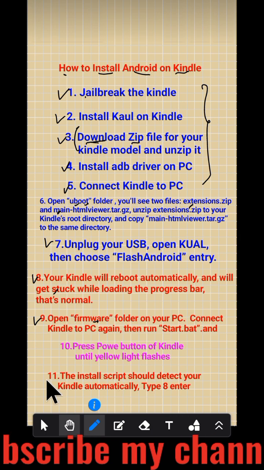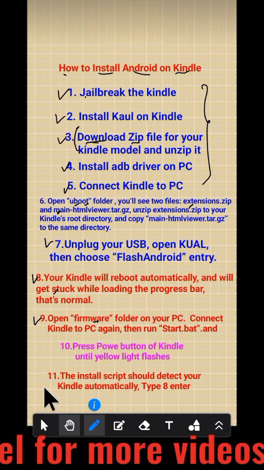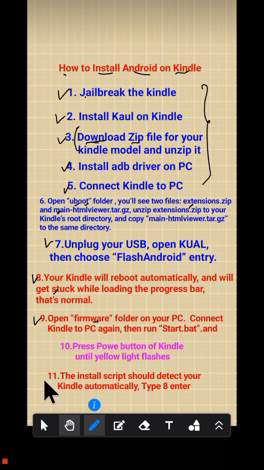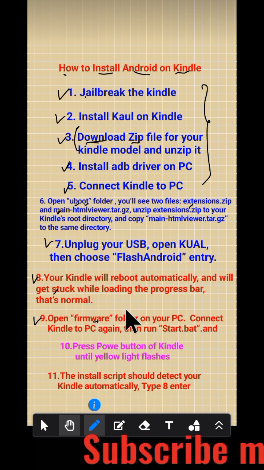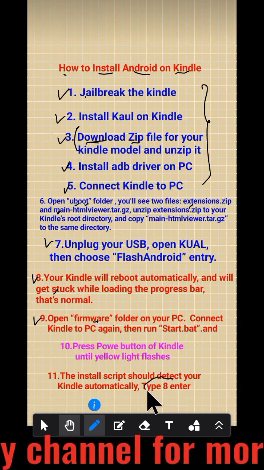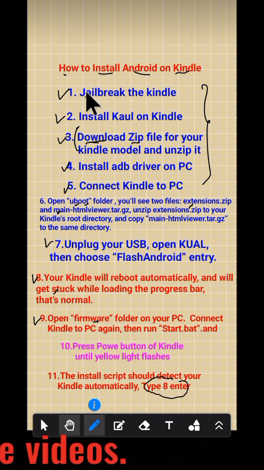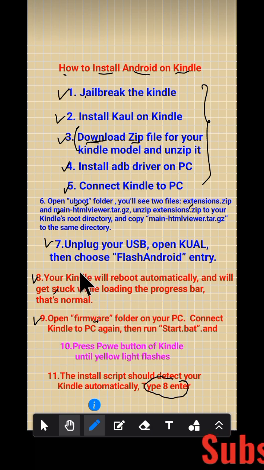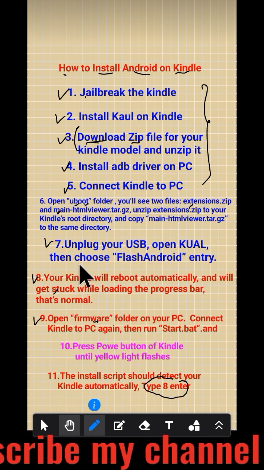The install script should detect your Kindle automatically. Type 8 for dual boot. Okay, so when you type 8, that will be dual boot. So that's how you can install Android on your Kindle. Thank you.